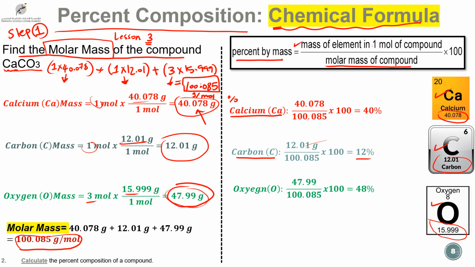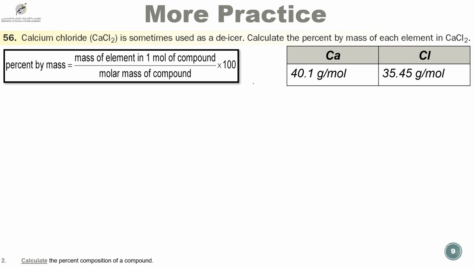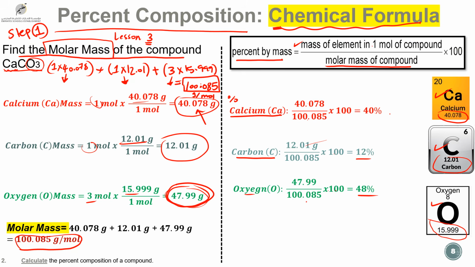Now the percent by mass for oxygen, it's not 15.99 divided by the molar mass. No, it's the mass you have in the formula, because we have 3 oxygen atoms, so we must multiply the 3 by the molar mass. You get it? You divide by the molar mass times 100, you get your percent. So this is the percent composition. Sorry, this is the percent composition from the chemical formula.